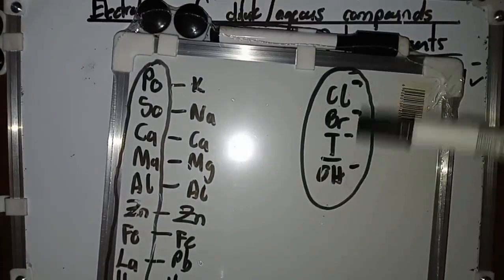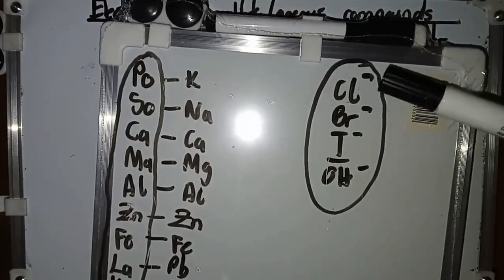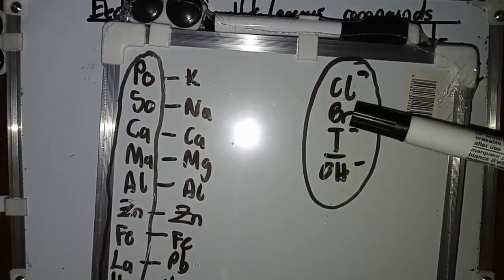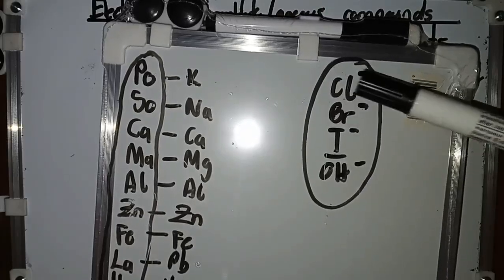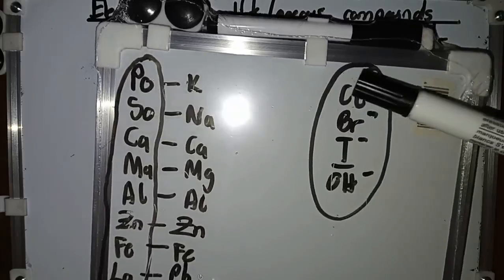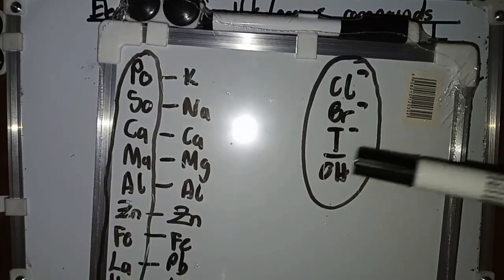And this one is for the anions. So we've got chlorine, bromine, iodine, hydroxide. Recite it like that. This is the chloride, this is the bromide, this is iodide, and this is the hydroxide or the hydroxyl.